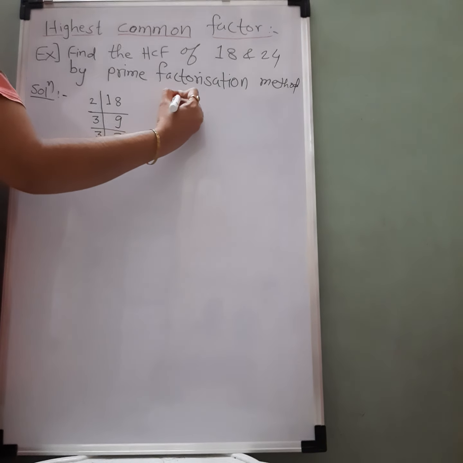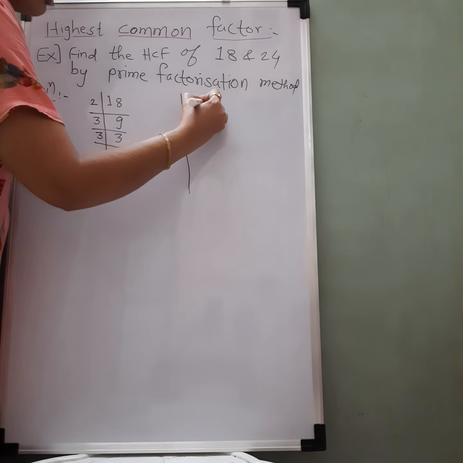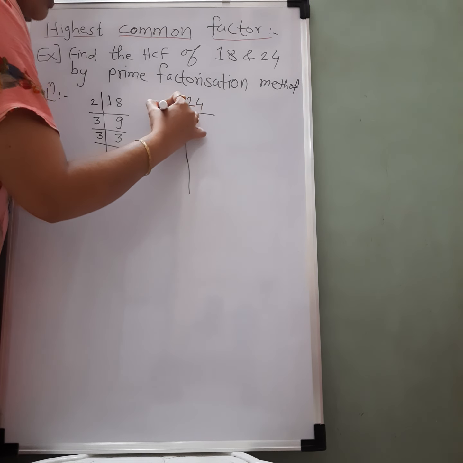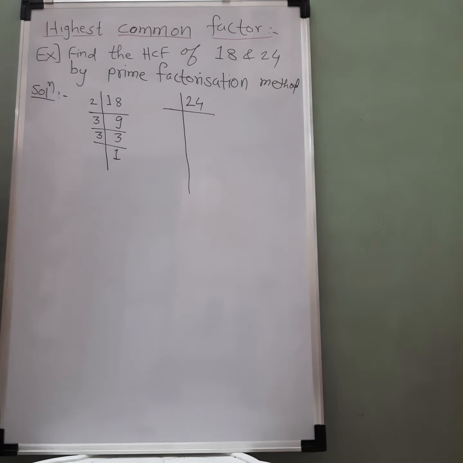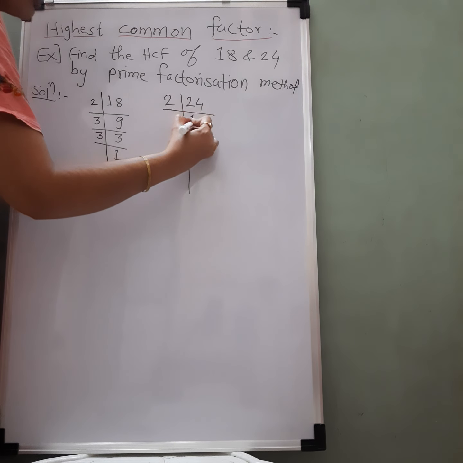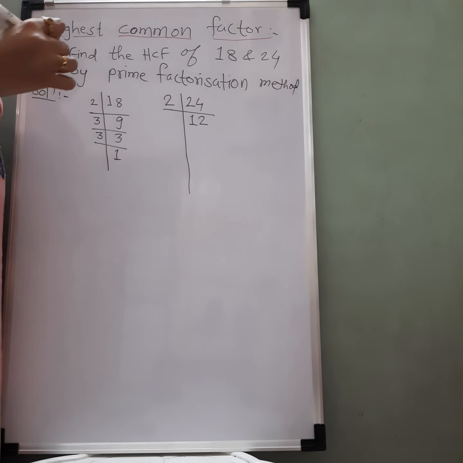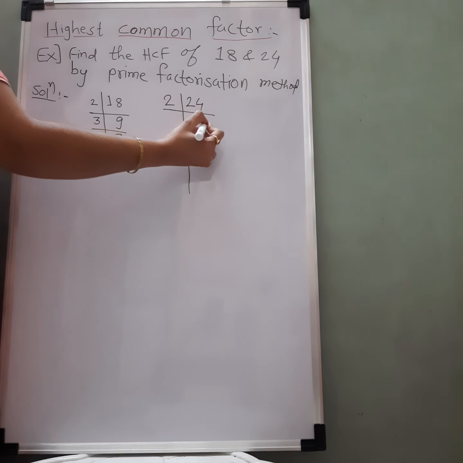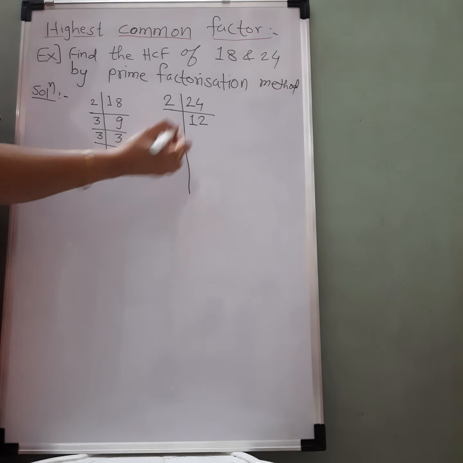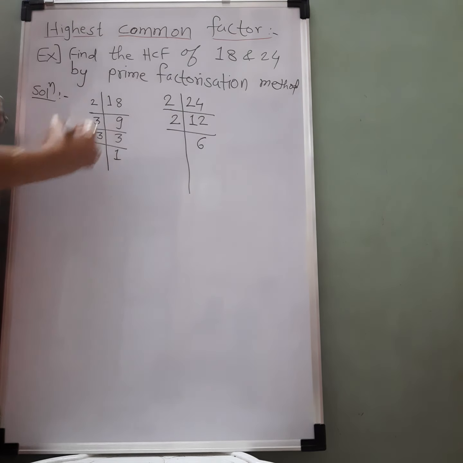Now we are going to find the prime factorization of 24. In 24 the ones place digit is 4. So 24 is divisible by 2. 2 ones are 2, 2 twos are 4. Now again we will divide 12 by a prime number. Here again the ones place digit is 2, so 12 is divisible by 2. That is, 2 sixes are 12.